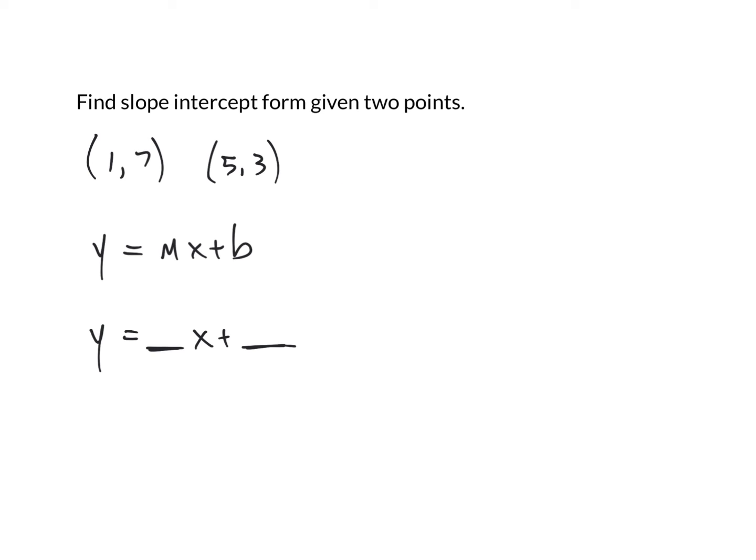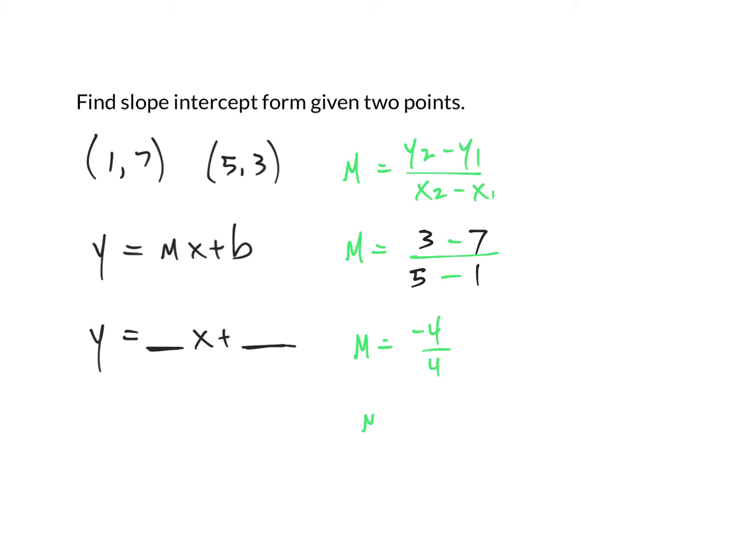So to find slope, we've talked about before that we have a formula, y2 minus y1 over x2 minus x1. So let's go ahead and use that formula to find slope. So in our case, our second y value is 3. Our first y value is 7. Our second x value is 5. Our first x value is 1. I simplify this to get negative 4 over 4, which gives me a slope of negative 1. So that means for my m value, I can plug in negative 1.